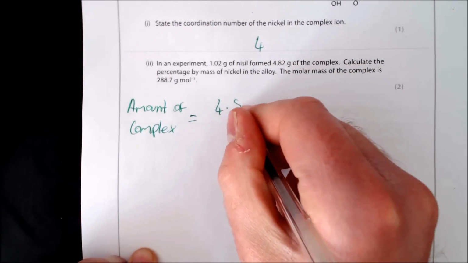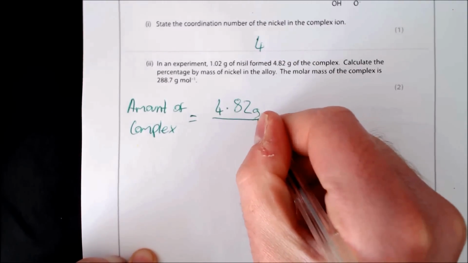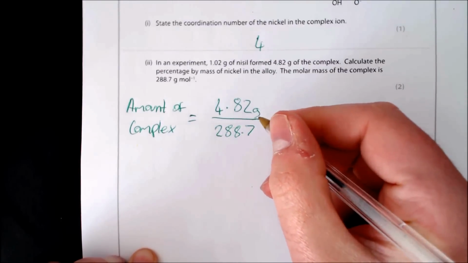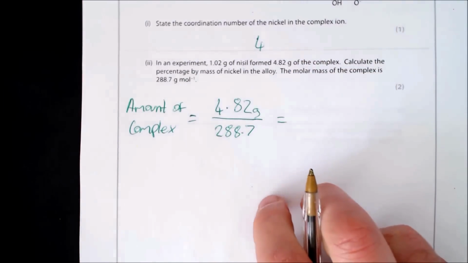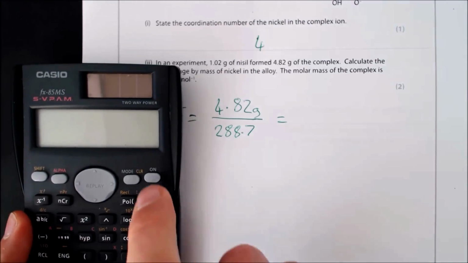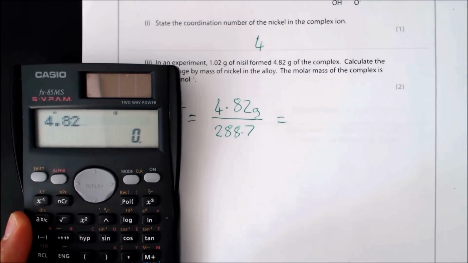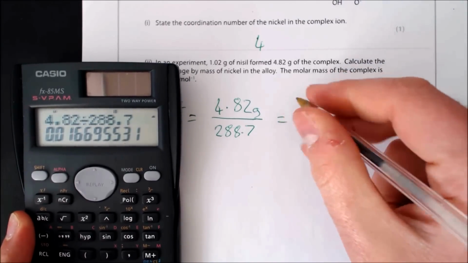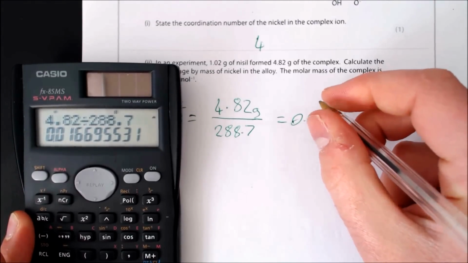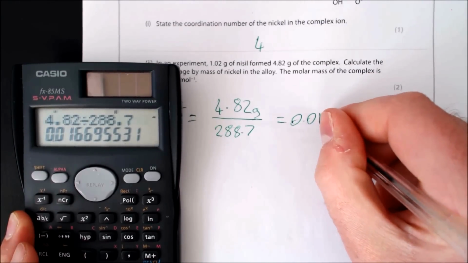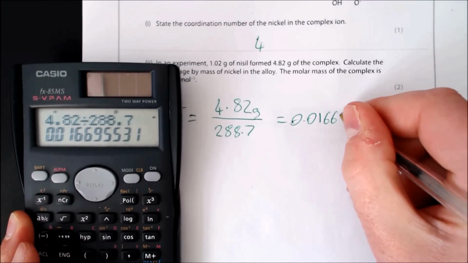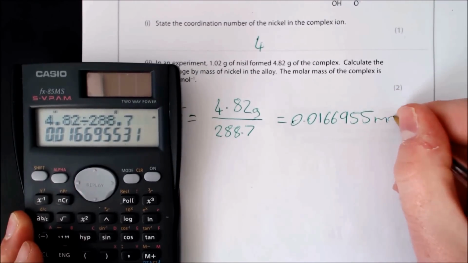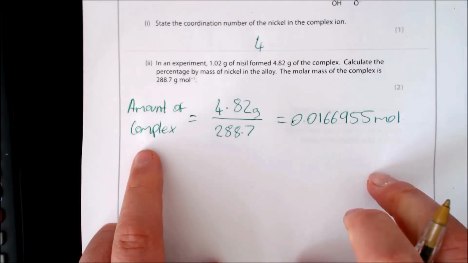So the mass is 4.82 grams for the complex. Just put grams on the end there. The Mr is 288.7. And then we're going to obviously put that on a calculator. So it's 4.82 divided by 288.7. There you go, bang. So that's 0.016695. Let's just leave it as that. Okay, so that's the number of moles we have of the whole complex.